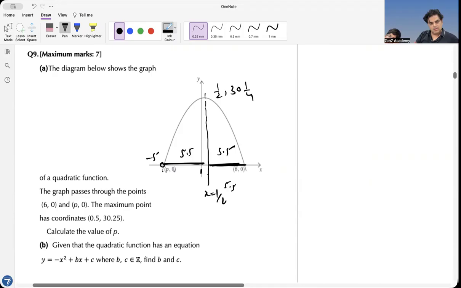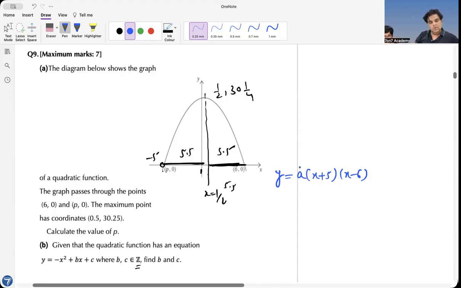What you didn't understand? Part B is C belongs to integers. Given that the quadratic equation is in this format, what does it mean that C is an integer? You have to write it in factor form, x plus 5 and x minus 6. C belongs to integers, like C is an integer.